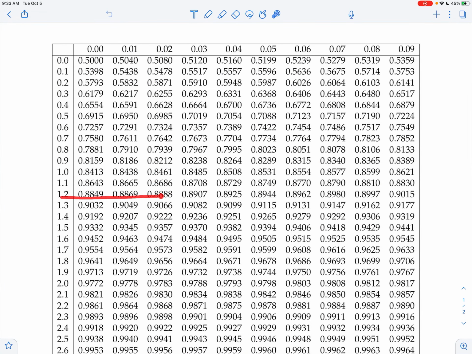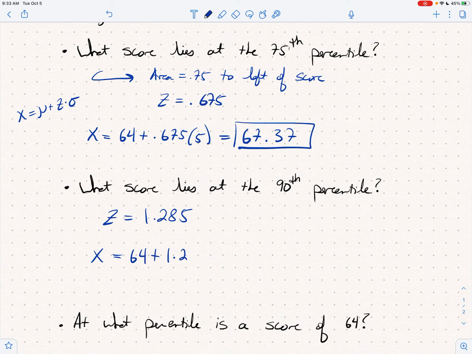So that's my z-score. Then my exam score is just 64 plus 1.285 times 5. Let's run the numbers. 1.285 times 5 plus 64, and I get 70.425. We'll keep that as our score. So that's the score that lies roughly at the 90th percentile. We can only get so exact using a table.